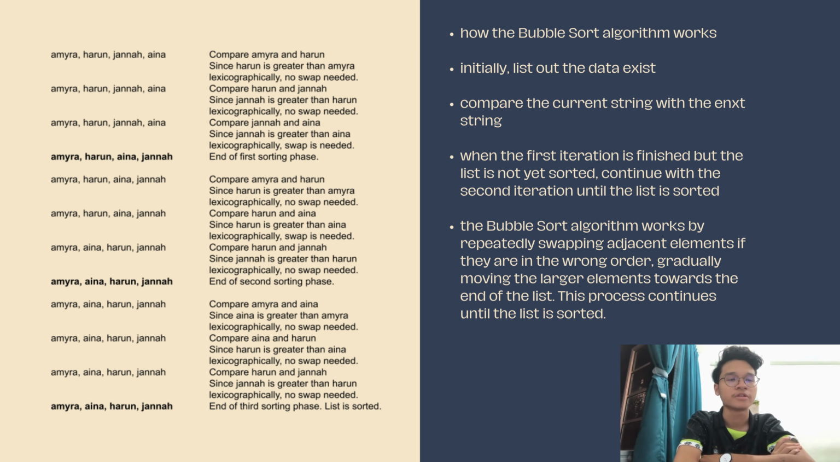The bubble sort algorithm works by repeatedly swapping adjacent elements. So it compares an element and the next one. If they are in the wrong order, it swaps them, gradually moving the larger elements towards the end of the list. This process continues until the list is sorted.